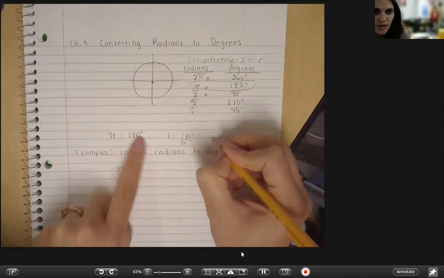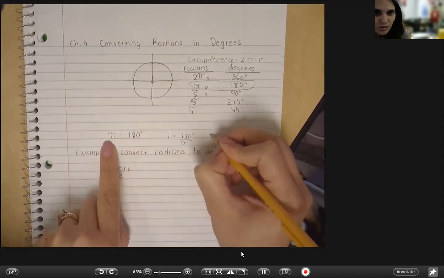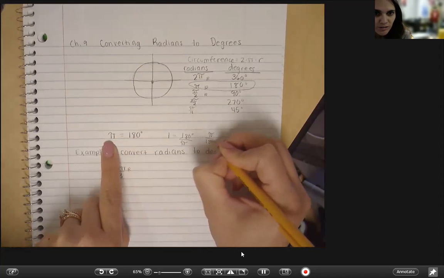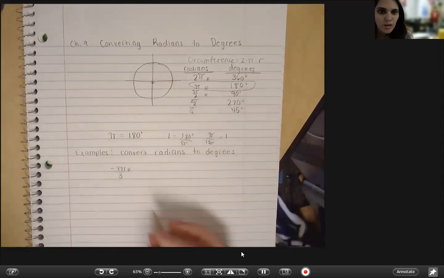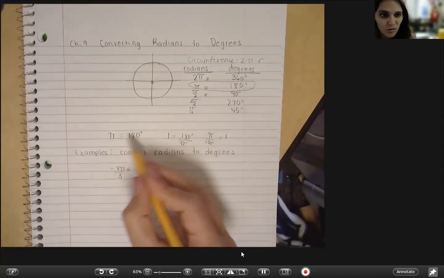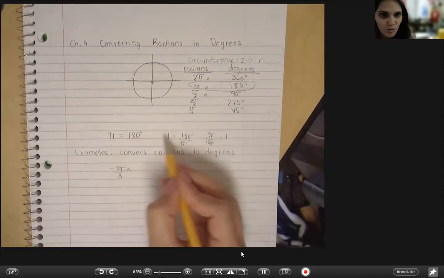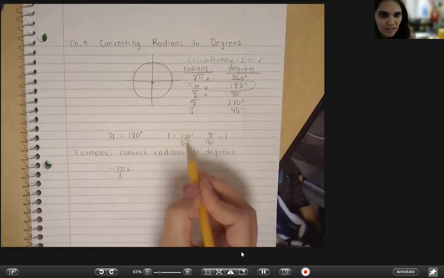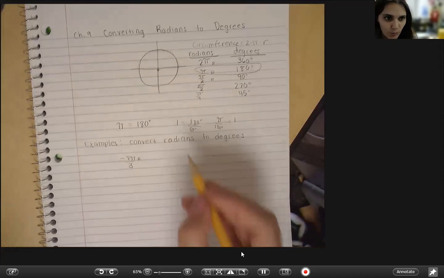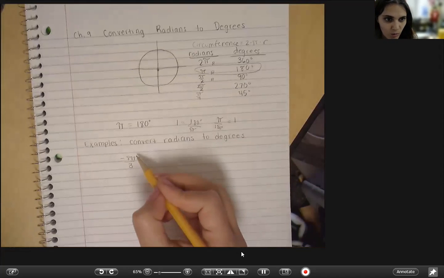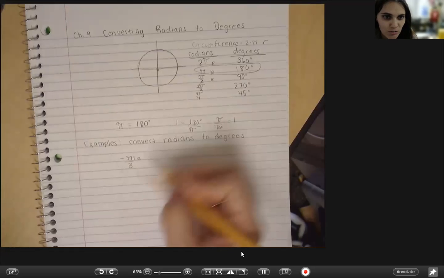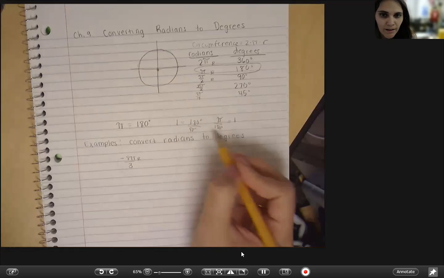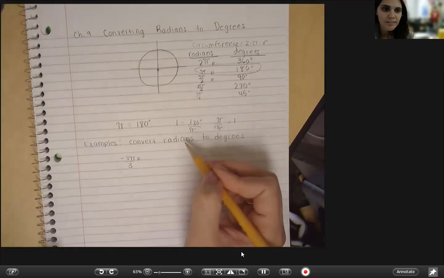What else could I do? I could divide both sides by 180 degrees, right? And get pi over 180 degrees also equals 1, which makes sense because they equal each other. So if they equal each other, one divided by the other, doesn't matter which way, will always be 1. So one thing I can do is always multiply any fraction by 1, and I can kind of fancy up my 1 to get what I want.